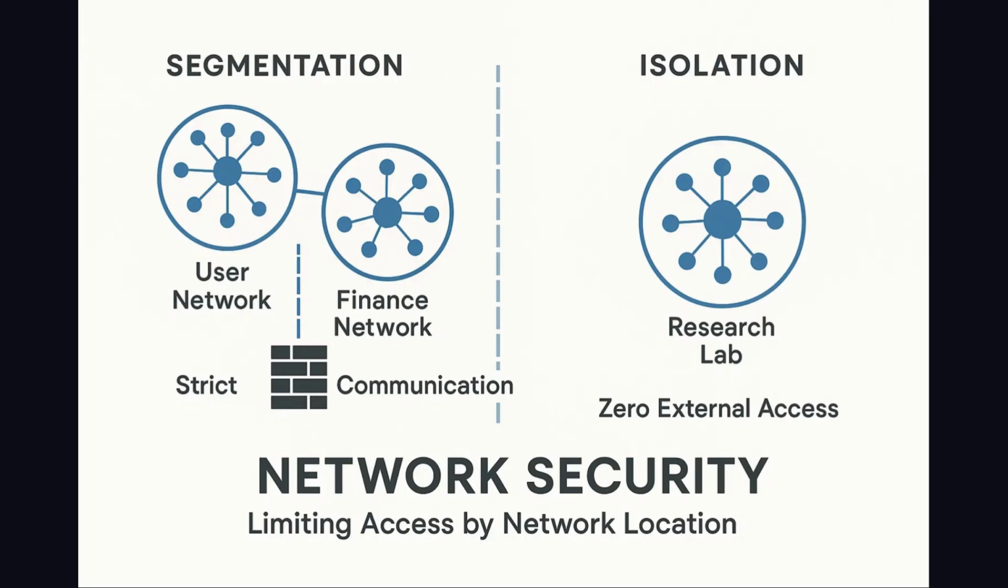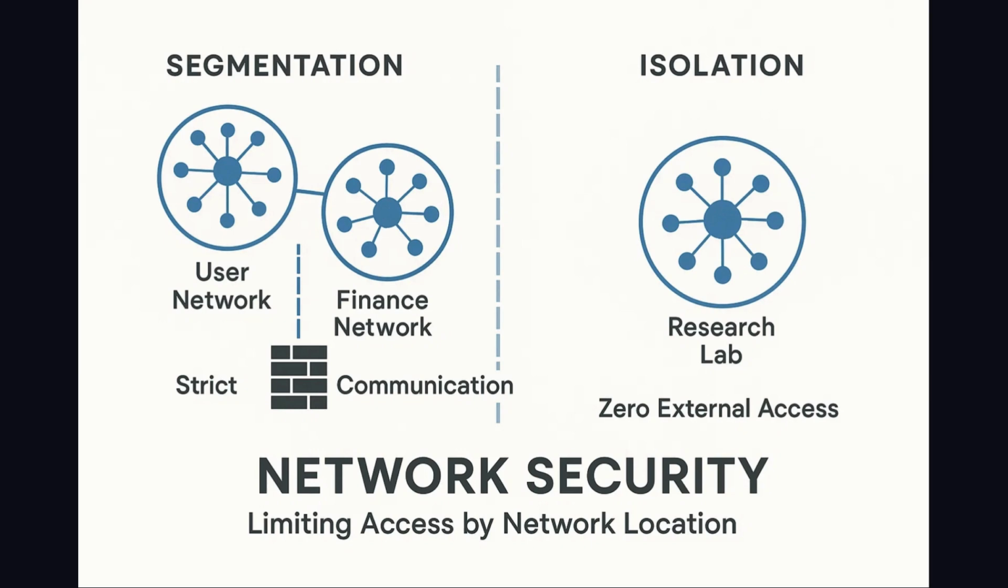Our last critical defense concept is network access control through segmentation and isolation. This limits access to sensitive systems based on their network location. 1. Segmentation. Segmentation places sensitive systems on separate networks. They can communicate with each other, but have strict restrictions on their ability to communicate with systems on other networks, especially the general user networks. Why? If an attacker breaches the main network, segmentation prevents them from easily reaching the sensitive server zone.